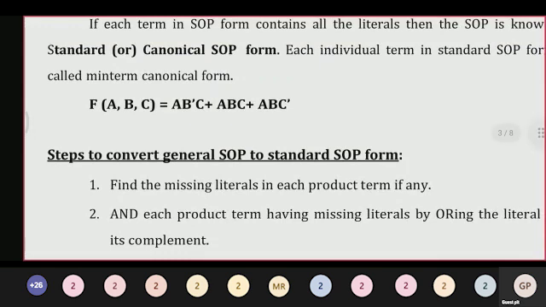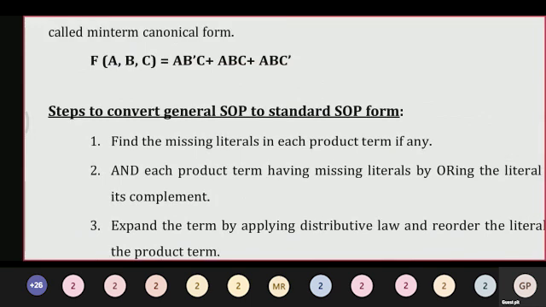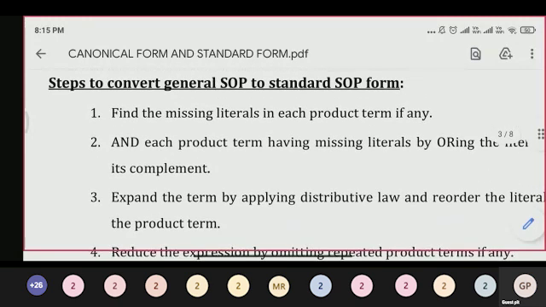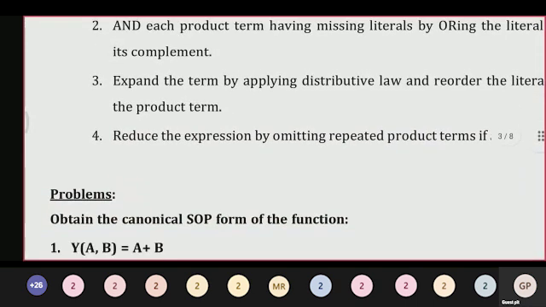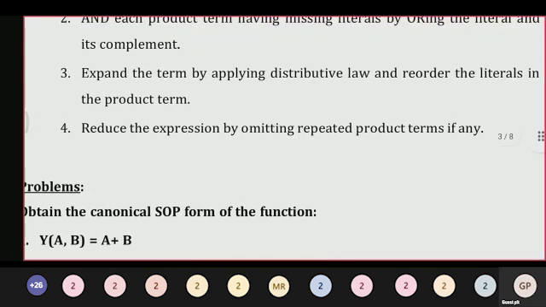So if the expression is given in SOP form, you need to convert the SOP into standard SOP form. Then only you need to write the min terms. These are all the steps to convert general SOP into standard SOP form. First, you need to find the missing letters in each product term. Next, you need to multiply the missing variable. Next one is, by using distributive law, you need to write the expression. And fourth one is, you have to reduce the expression by omitting repeated product terms.